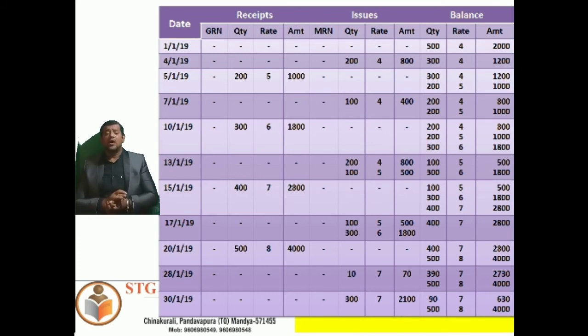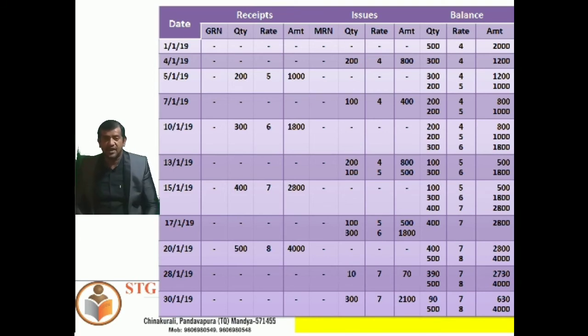So next, on 20/1/2019, there is a receipt of 500 units. Under GRN nil, the quantity we have received is 500 units at rupees 8 each. So 500 into 8, how much we got? 4000 rupees. Issues column, that is MRN nil, quantity nil, rate nil, and amount also nil. But balance column, 400 into 7, 2800, and 500 into 8, that is 4000 rupees.